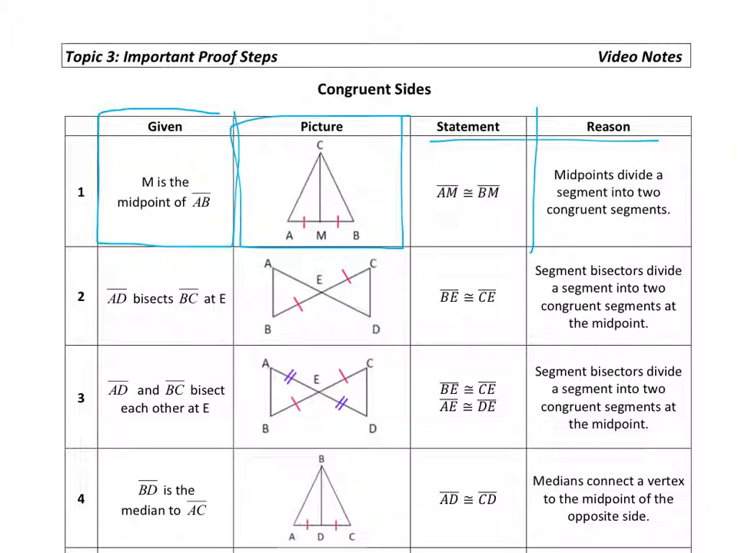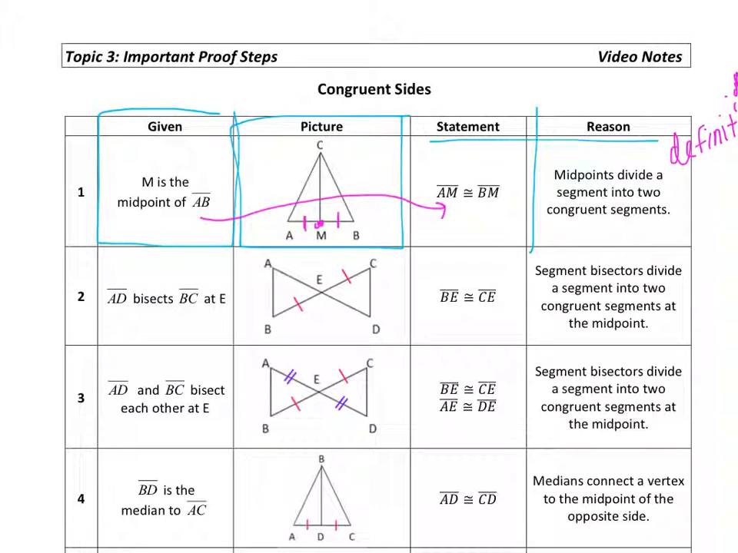So if we're given the fact that M is a midpoint of AB, then I can mark up the picture as follows. M is in the middle of segment AB, so then I get hash marks on AM and BM. So my statement, what I'm allowed to conclude from the fact that M is a midpoint, is that AM is congruent to BM. And our reason is always a definition or a property. I ran out of space. Definition. So here, midpoint divides a segment into two congruent segments.